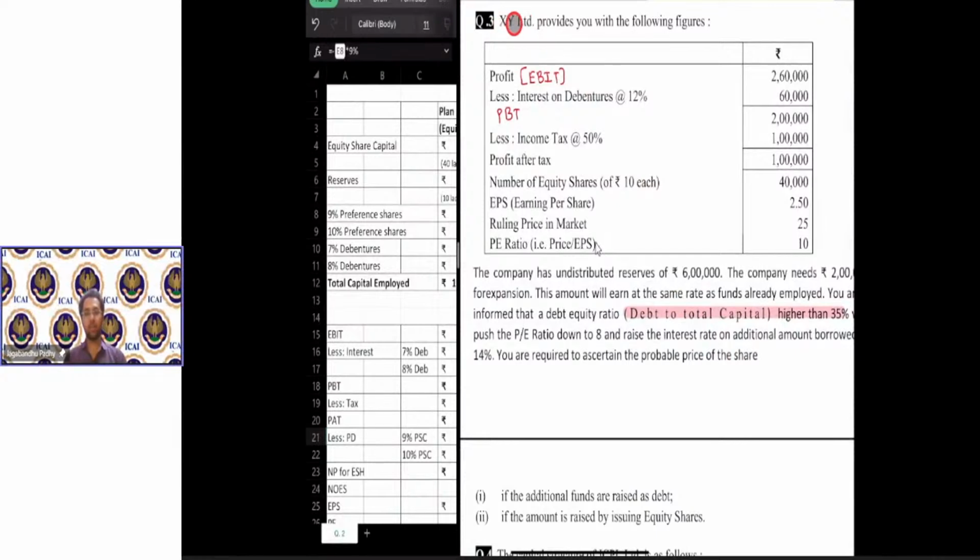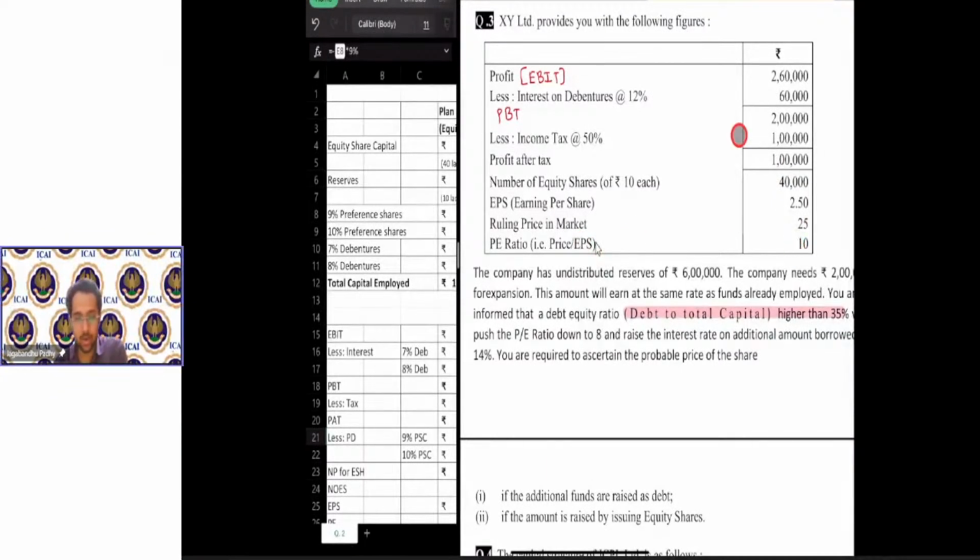XY Limited provides you with the following figures. EBIT of 2,60,000, less interest on debentures at 12%, 60,000, profit before tax of 2 lakh, less income tax at 50% is 1 lakh, profit after tax of 1 lakh. Number of equity shares of rupees 10 each is 40,000. Earnings per share of 2.5 and ruling market price is 25, which is giving us a PE ratio of 10.